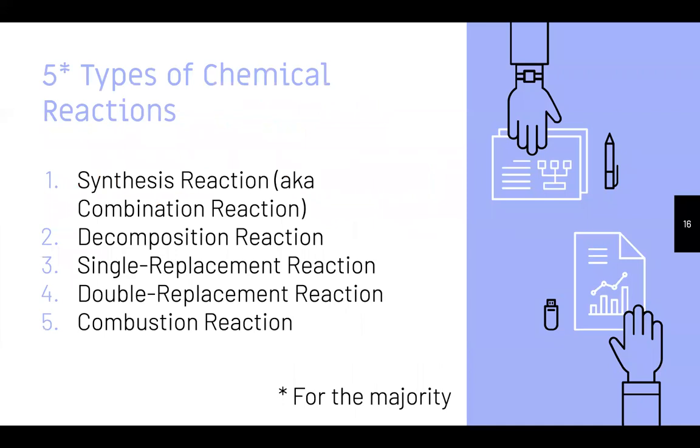The five types of chemical reactions are the synthesis reaction, aka combination reaction. We have decomposition reaction, single replacement reaction, double replacement reaction, and combustion. And there's a little asterisk at the five because these are the majority five reactions for the most part. There will be a little bit more complex ones, but these are the five that you will see most common and we have to most worry about.